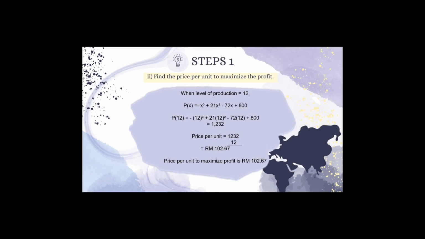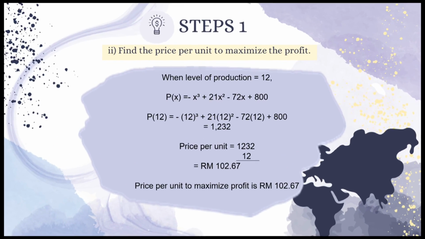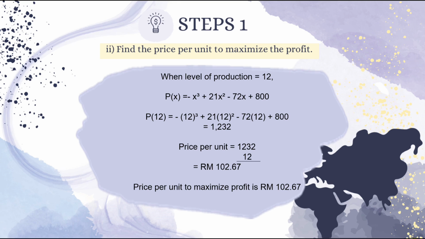Next, to find the price per unit to maximize the profit, we can substitute 12, which is the level of production, into the P function, and then we will get 102 ringgit and 67 cents, which is the price per unit to maximize the profit.